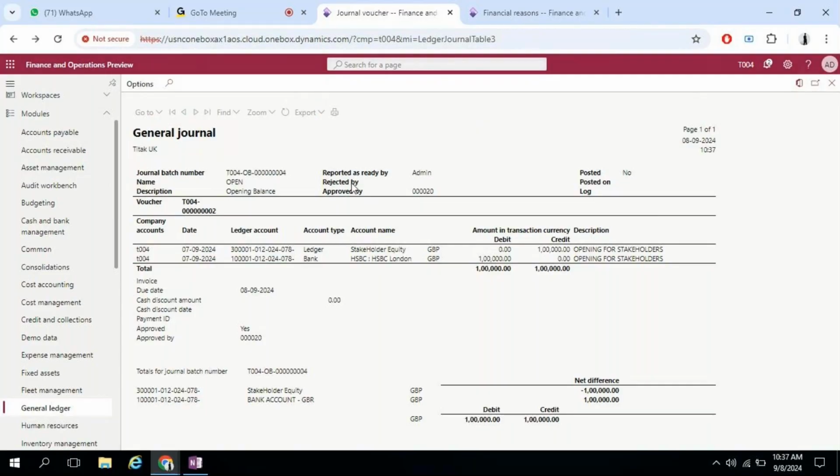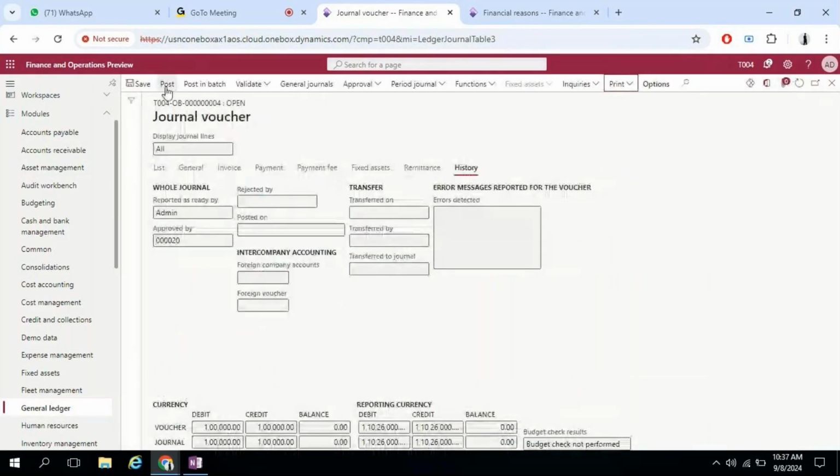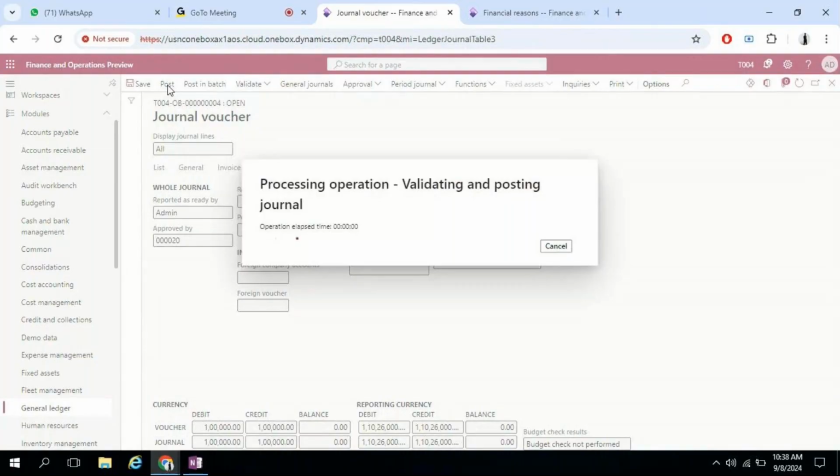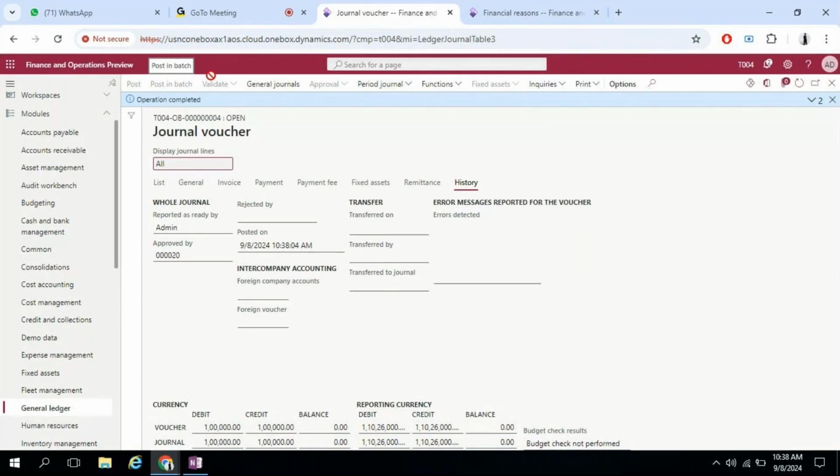Okay, so you will click on the post button now. Before posting, we will create one more entry with a different workflow. Okay, let me post it first. Now the operation is completed.